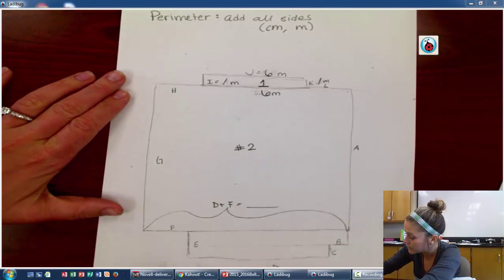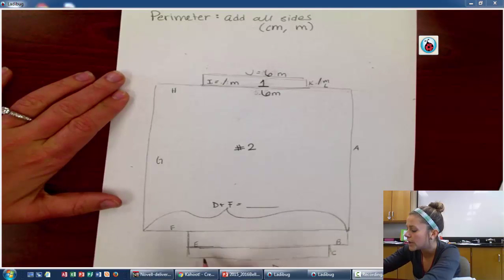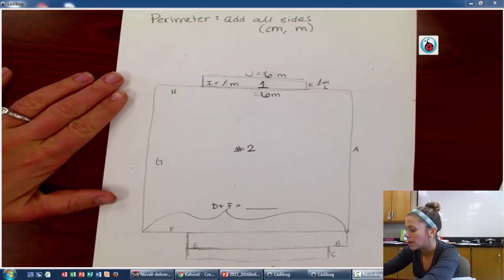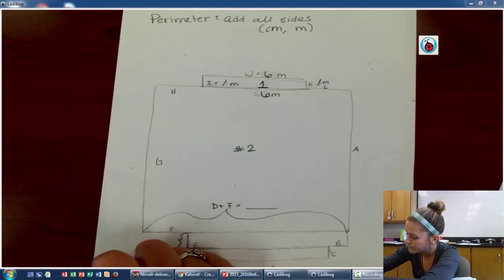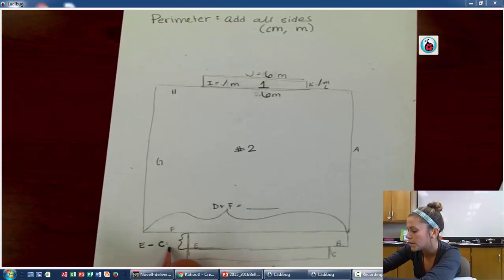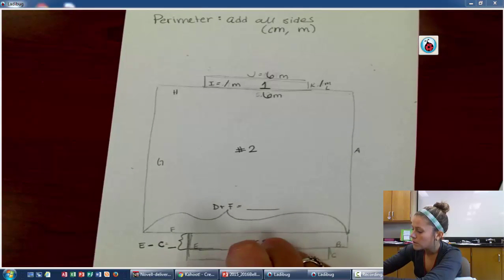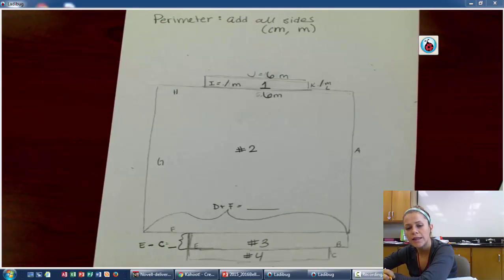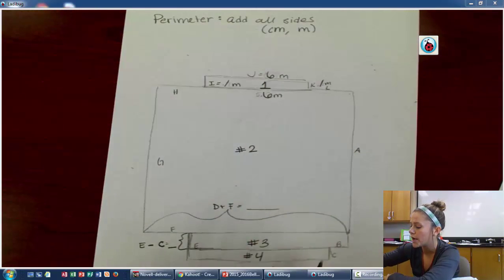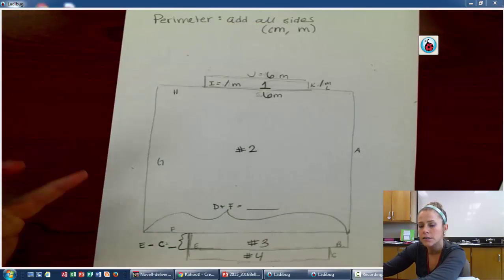You would have to then break up this box here, and figure out what each of these are. Now to figure out what this wall is, you would subtract E minus C. And that would give you this measurement right here. So this would be your rectangle 3, this would be number 4. Once you find the area of 1, 2, 3, and 4, you would add them up, and then you would have the area for the entire room.